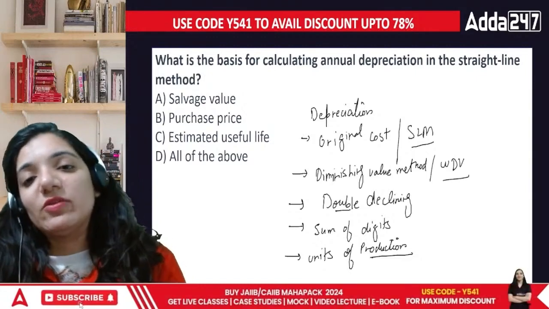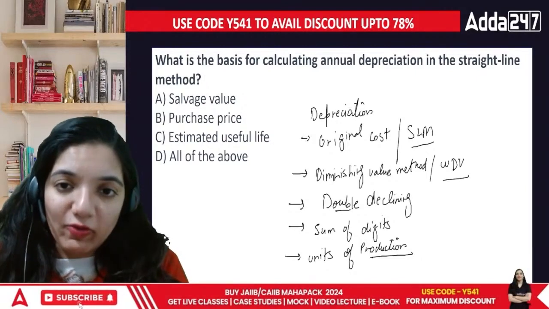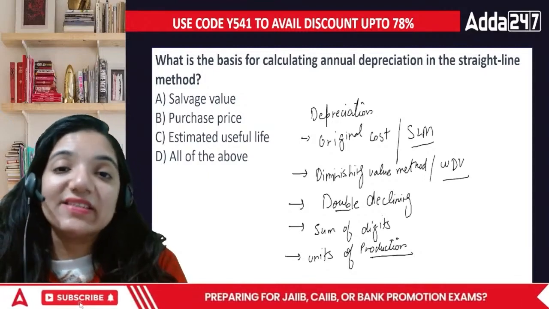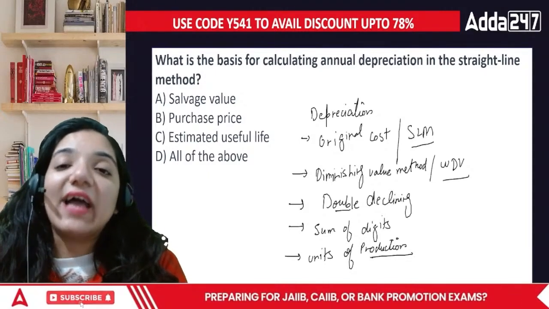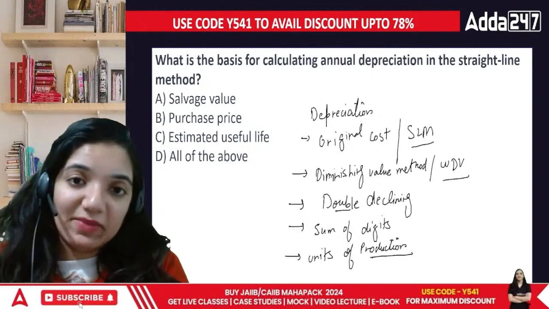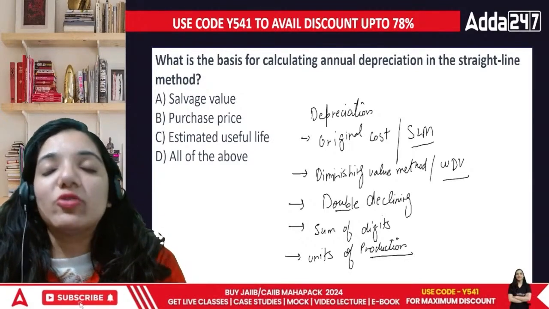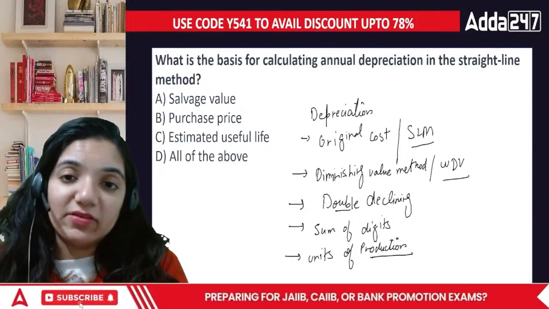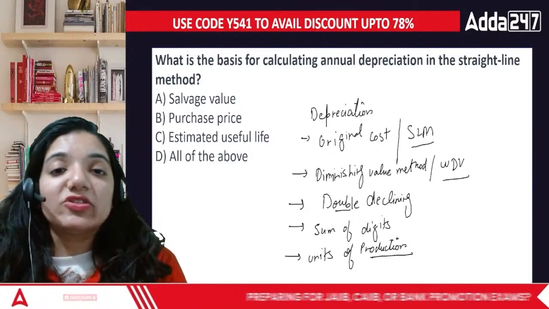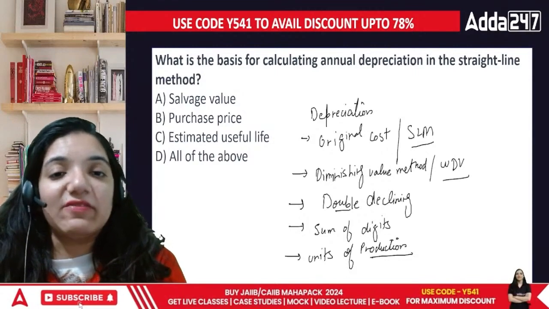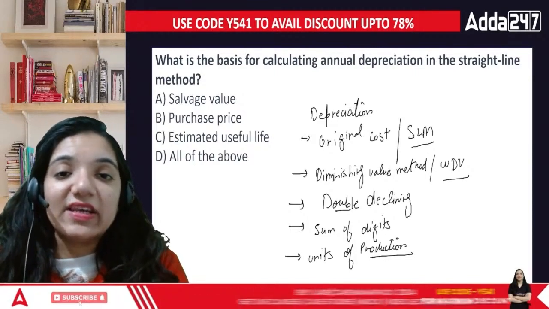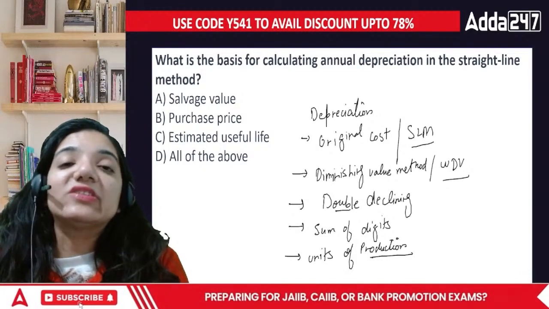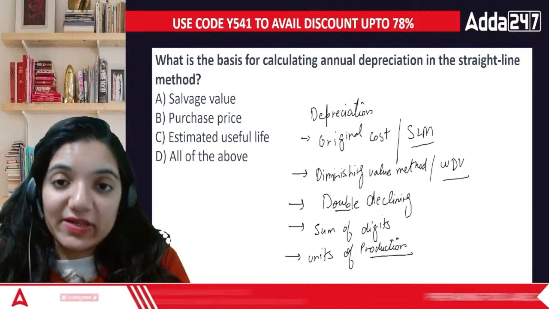Acha, so I've given you the entire brief information of all the particular operations. Now tell me everyone, what is the basis of calculating the annual depreciation in the SLM method? SLM method is also called original cost method. It is also called fixed installment method. So that's the third name, right? So what is it based upon? Salvage value, purchase price, estimated useful life, or all of the above? What is the basis for calculating annual depreciation?